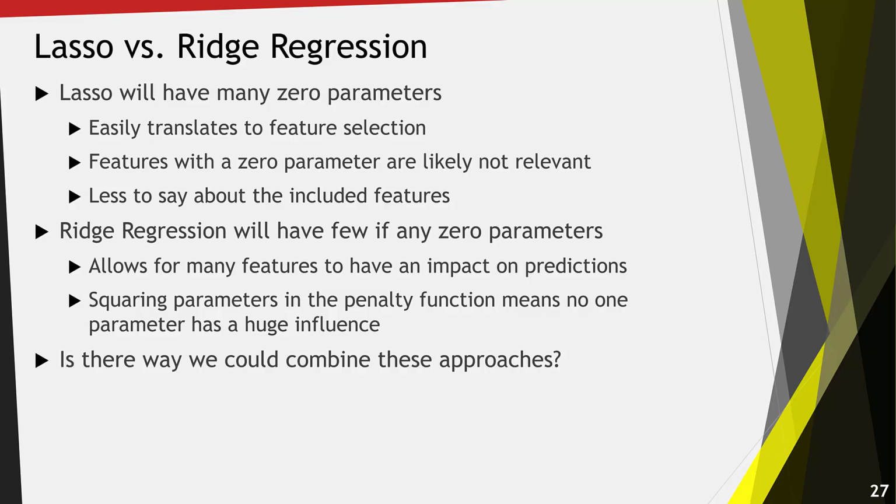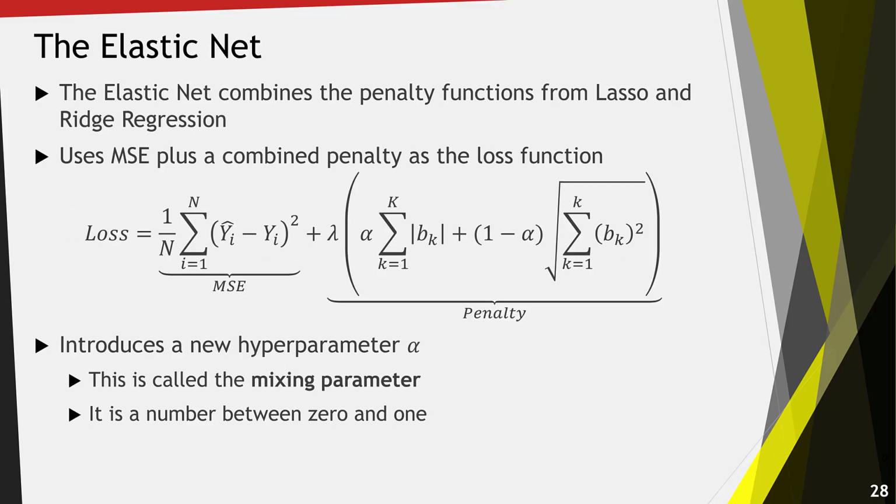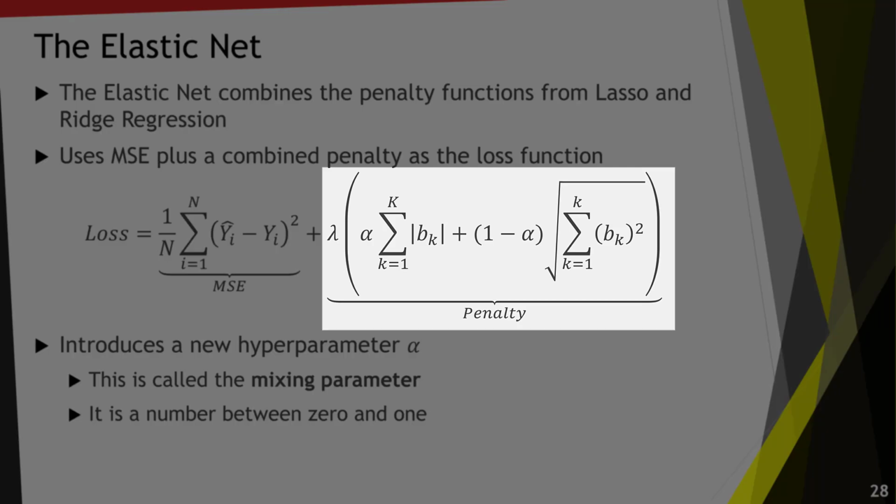So is there any way that we could combine the advantages of these two approaches? There's one straightforward way to combine them, which leads us to the elastic net. The elastic net is a modeling tool that combines the penalty functions from lasso and ridge regression. Just like the previous modeling tools that we've covered, it combines mean square error with a penalty that is a combination of the penalties from lasso and ridge. You can see that here.